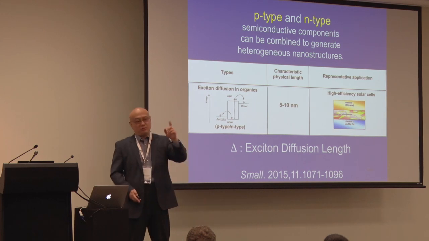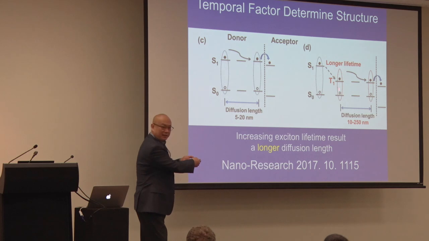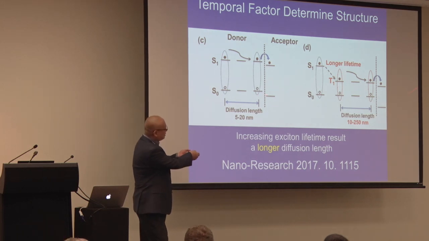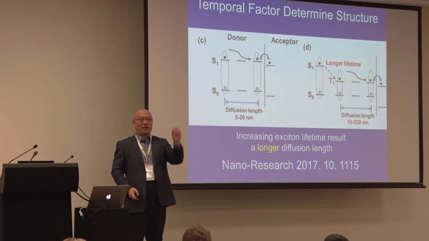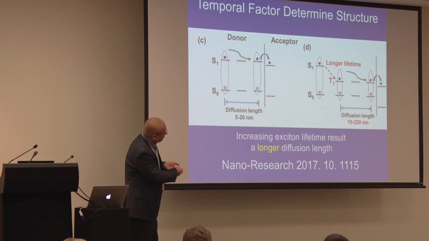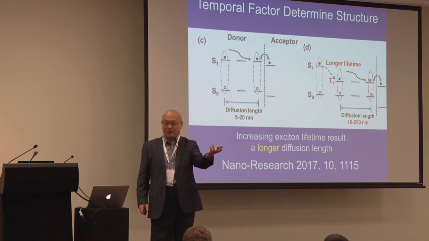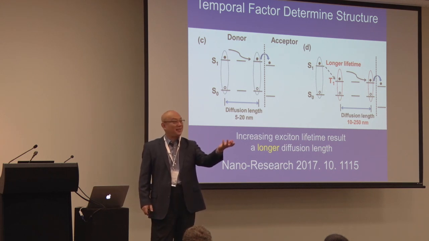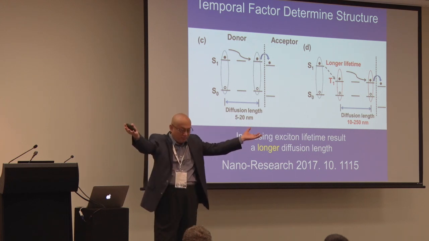And then now you play with time. You introduce the triplet states in this system, and then you make the exciton lifetime longer. And then this diffusion length will change to be 250, and then you need only half a micrometer. It's easy. And then you see the way of thinking.